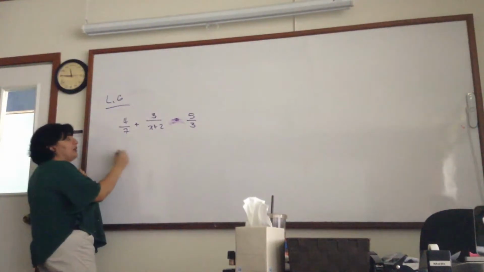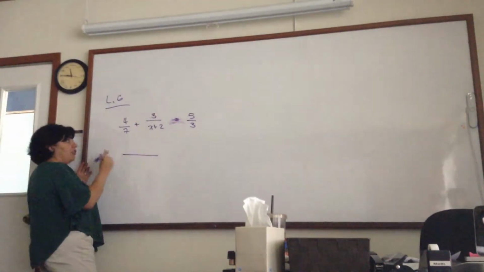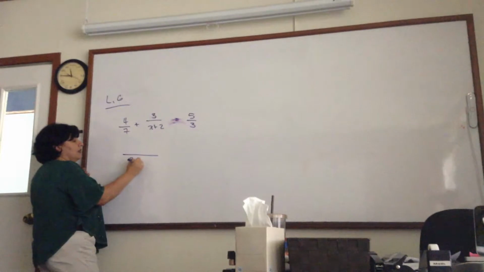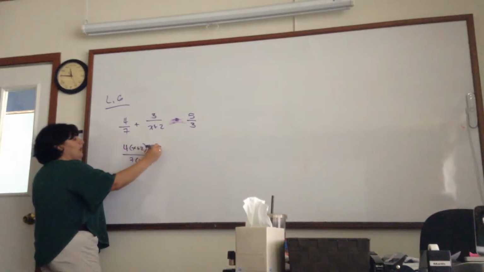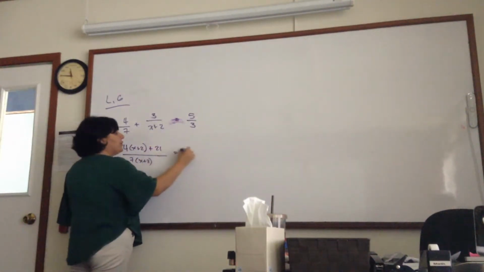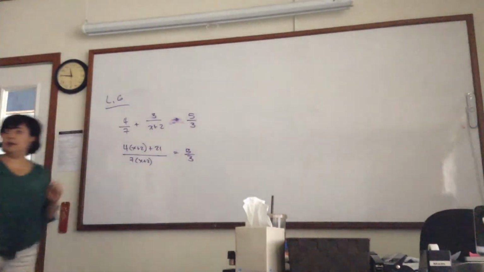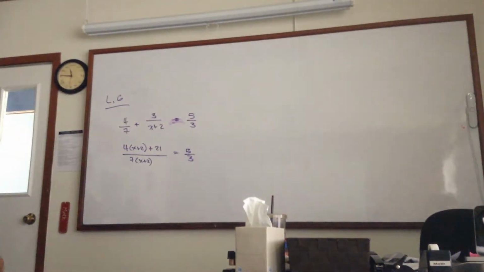Actually, find the common denominator for these two, because they're together. 7x plus 2. 4 times x. So 4 times x plus 2 plus 21, and that equals 5/3. Now, wait, what? Oh, got it.